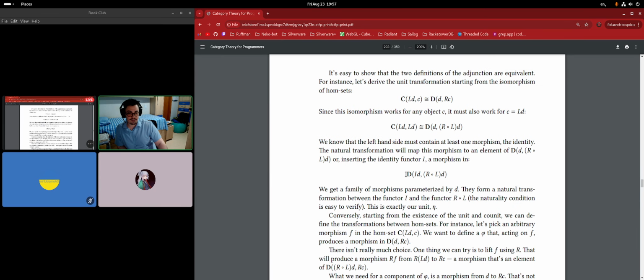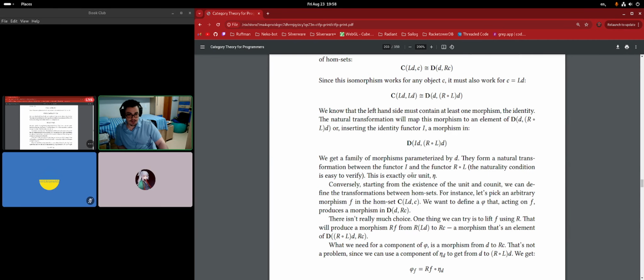You know that, because now this is a functor, I is a functor, this is a functor, right? And this is picking a particular object. In this case, we are just lifting a particular D, but D can be arbitrary. So we get a family of morphisms. They form a natural transformation between the functor I and this, like I said, and this is actually eta.